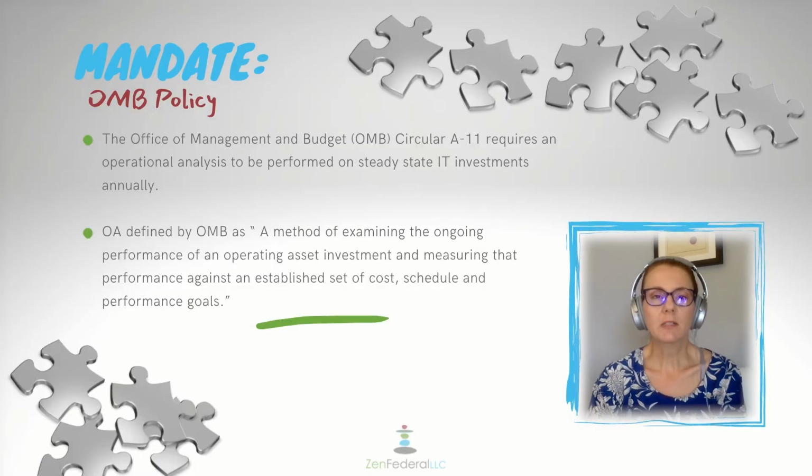The A-11 is a circular that's released by the Office of Management and Budget and updated annually that requires the operational analysis to be performed on investments called steady state. These are investments that are traditionally in operations and maintenance, outside the acquisition phase, and currently in the management in use phase if you follow the capital programming guide. I have recorded separate modules on the OMB Circular A-11 and the 3 phases of capital programming. It would be helpful for you to take those courses and review those to get a deeper understanding of those mandates.